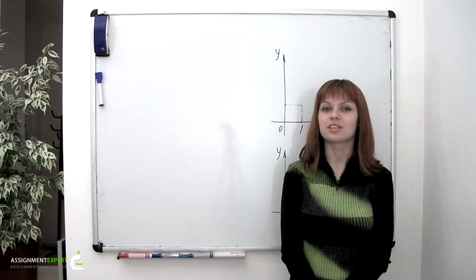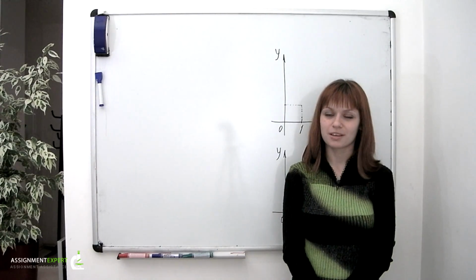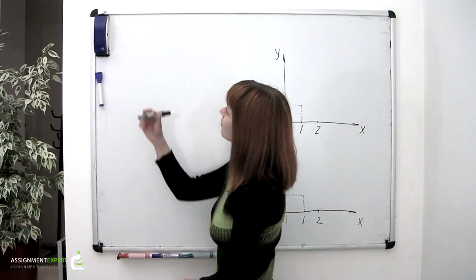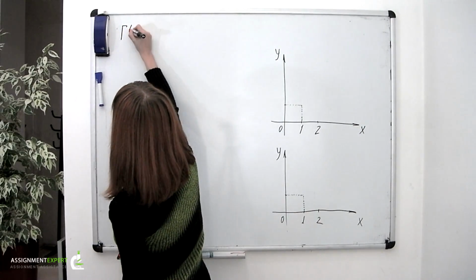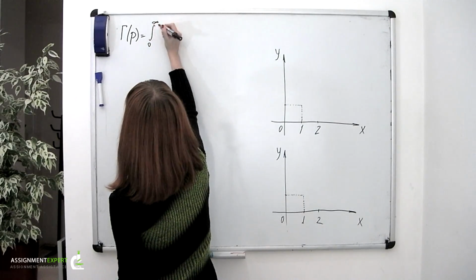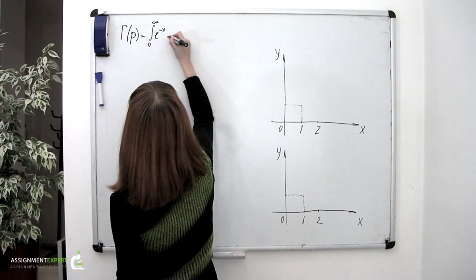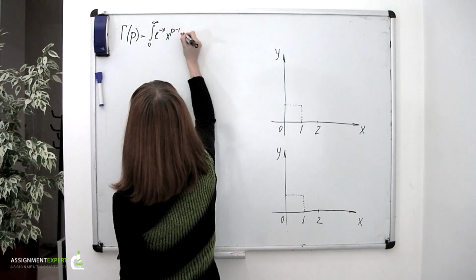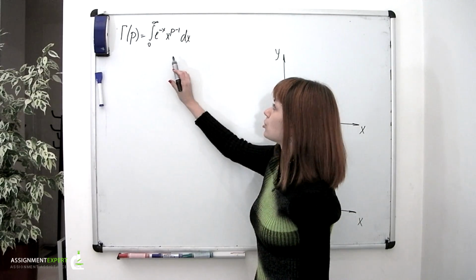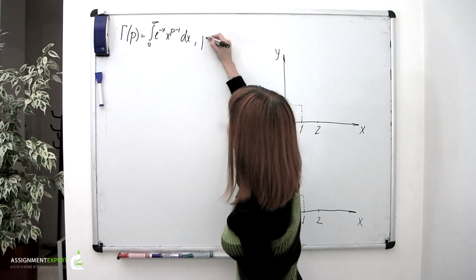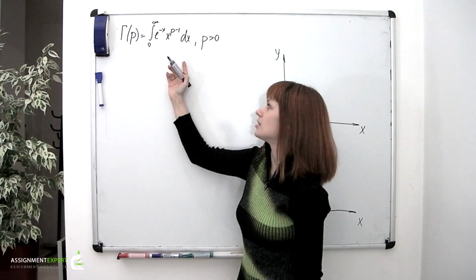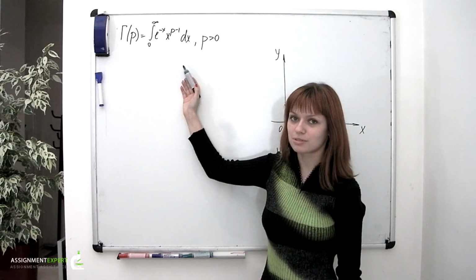In this video we're going to talk about gamma functions and their properties. One of the most common representations of the gamma function is the following. Gamma of p equals the integral from 0 to infinity of e raised to negative x times x to the power of p minus 1 dx. To be precise, this is only true for positive values of the parameter. However, this formula is very useful anyway, and it is widely used for solving problems.